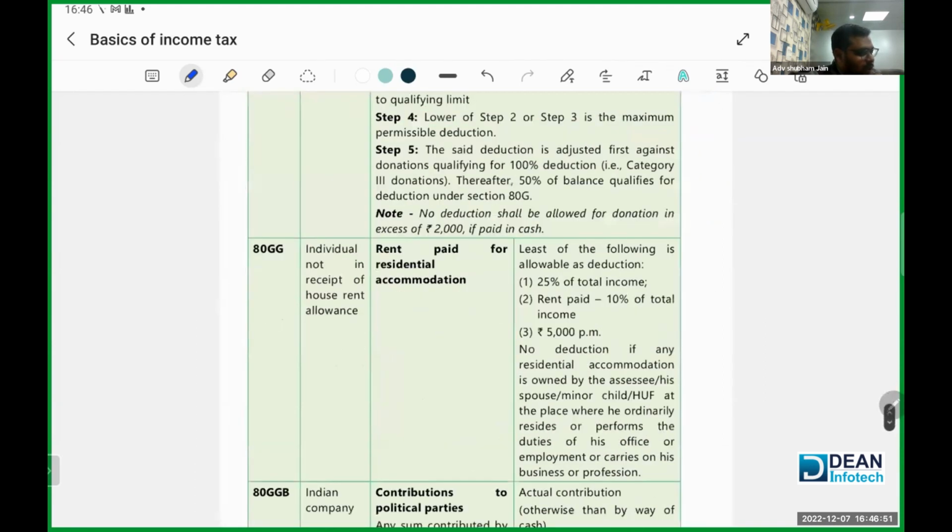Now the other important deduction is 80GG, rent paid for residential accommodation. This is also for individuals not in receipt of house rent allowance. This is 80GG.